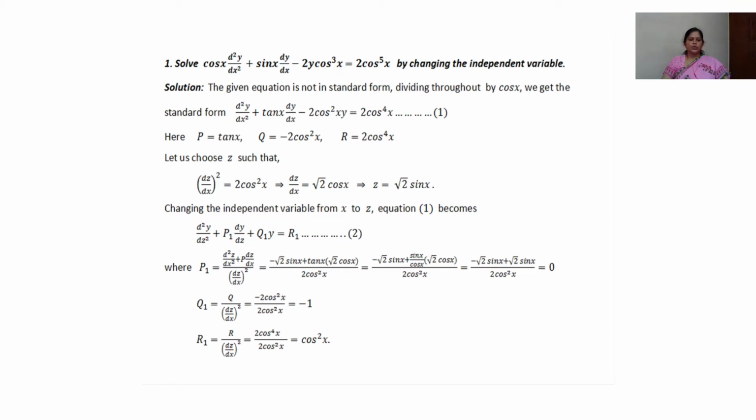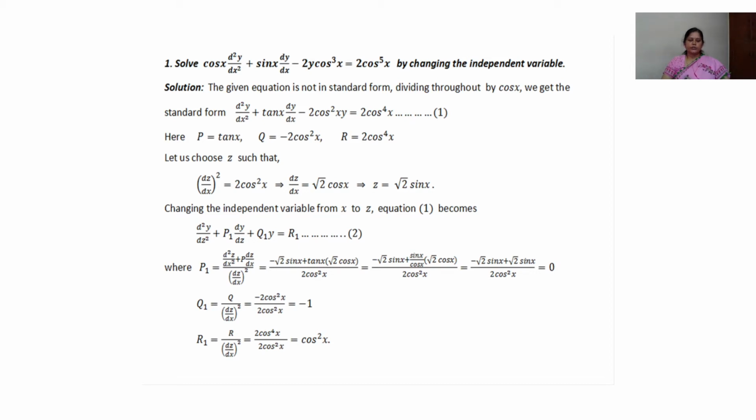Then we can find q1 by the same method. q1 is equal to q by (dz/dx)². The q value is minus 2 cos²x, and the denominator is 2 cos²x. So we get minus 1 for q1. Then r1 is equal to r by (dz/dx)². r is 2 cos⁴x, and (dz/dx)² is 2 cos²x. If you simplify that, we will get cos²x. Now p1 is 0, q1 is minus 1, r1 is cos²x.